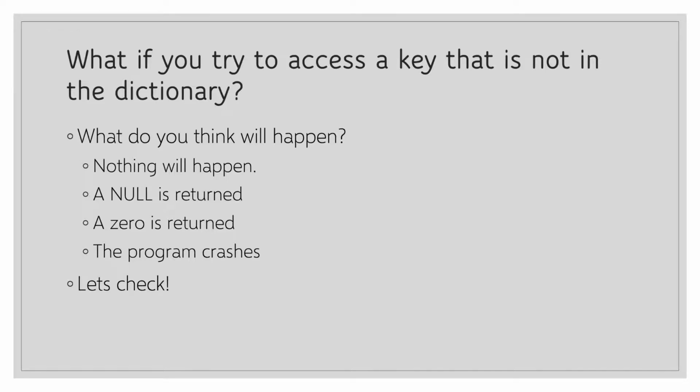So what do you think is going to happen if you try to access a key in the dictionary that isn't there? What do you think is going to happen if you try to find an entry in the dictionary that doesn't exist? So these are our 4 options: nothing will happen, a null value is returned, a 0 is returned, or the program crashes. I've done this a couple times, but I want to make sure you guys are paying attention. So think about this real quick, and let's just check.